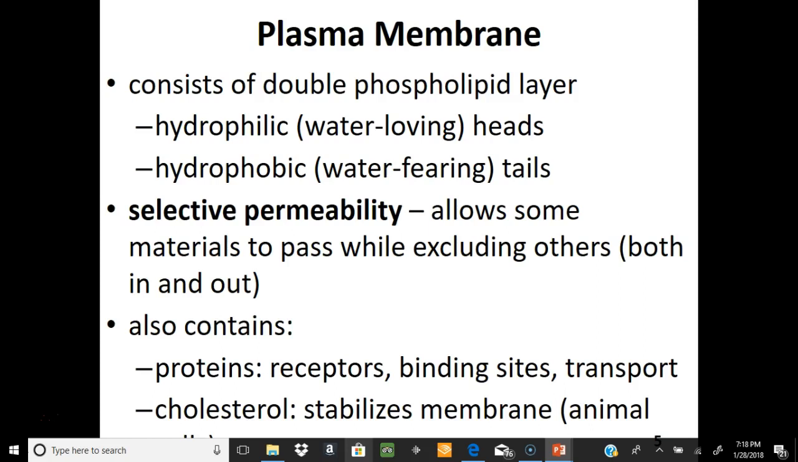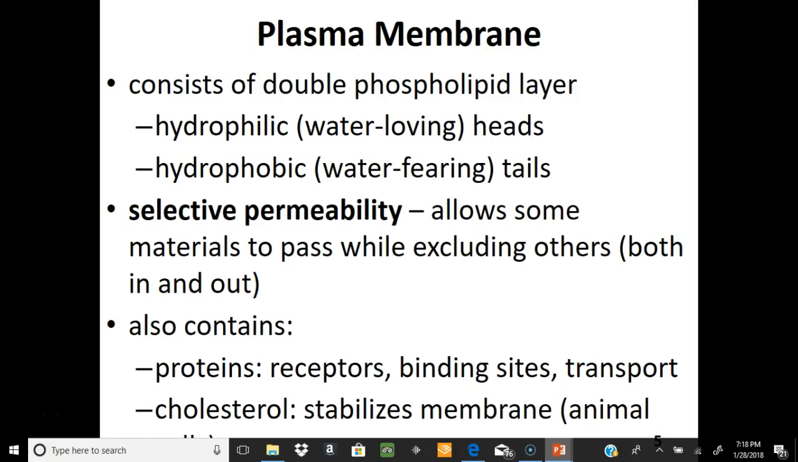The plasma membrane also contains proteins. Proteins can be used as receptors or for binding or for transport, or they can act as enzymes, which we'll talk about a little later, I think chapter 6.